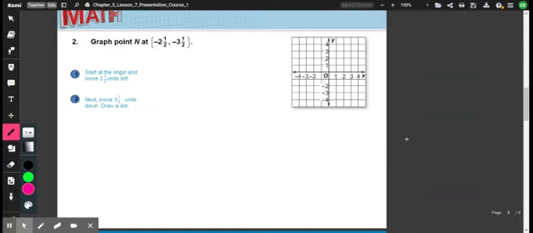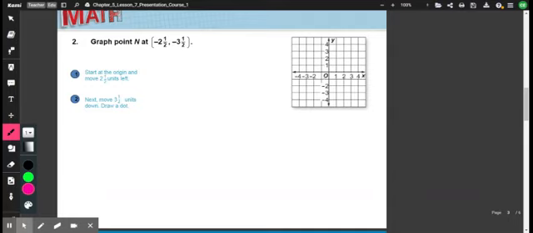If we look at example 2, which is also on page 404, we are going to graph point N, which is located at negative 2.5 and negative 3.5. Now, these have halves, and as you can see over here, there are no halves. So we are going to have to guesstimate a little bit, but since it's a half, it should be right in the middle of everything.